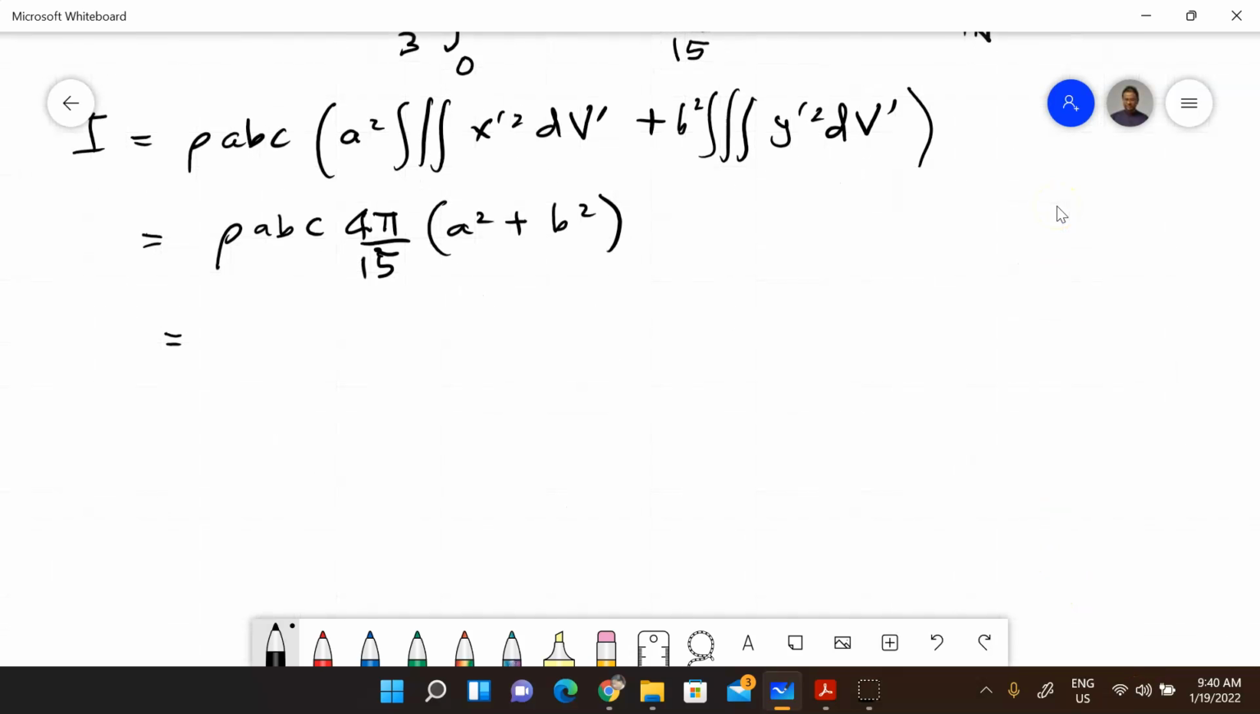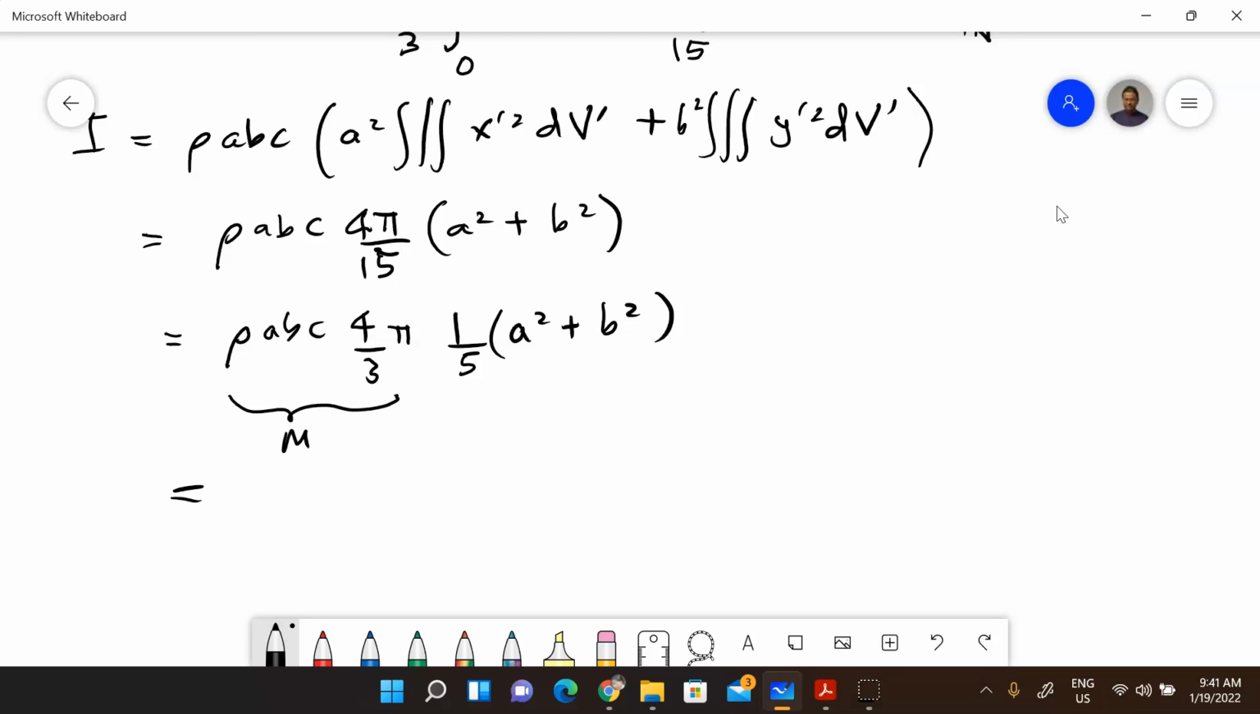So rho ABC for 1/3 pi, but here you have a 1 over 15, 4 over 15. So I can rewrite this as follows. 1/3 pi times 1 over 5 a squared plus b squared, and this is now your m. So basically what I have is 1 over 5 m a squared plus b squared. So that gives you the answer.